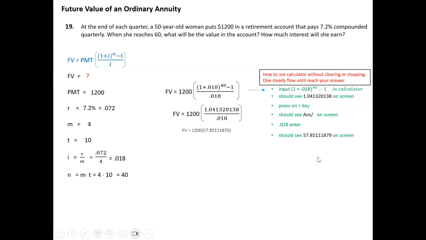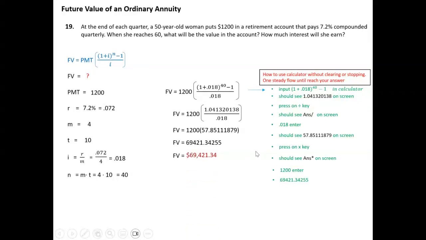Now we're going to hit the times key, the multiplication key. This is what you should see on your screen. And then you're going to enter the 1200. So the answer will be 69,421.34245. Round it up to your nearest penny will give us $69,421.34. This is the answer for the first part. When she reaches 60, what will be the value of the account will be $69,421.34.